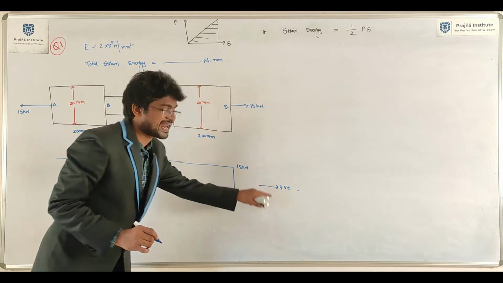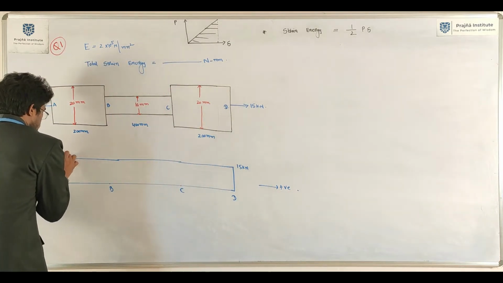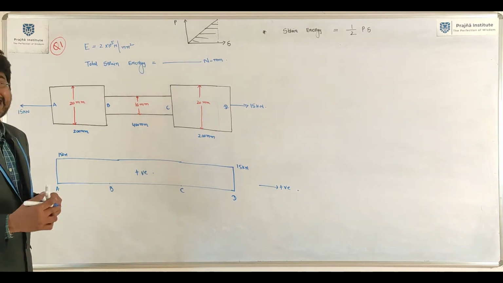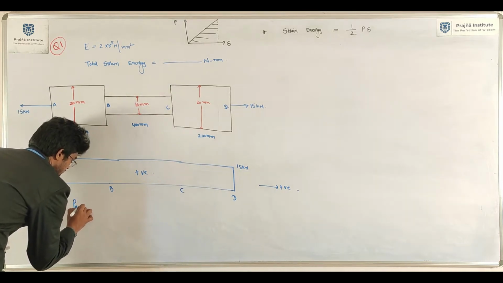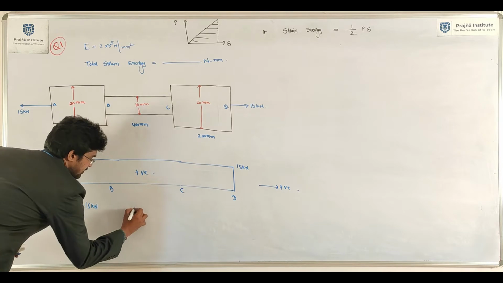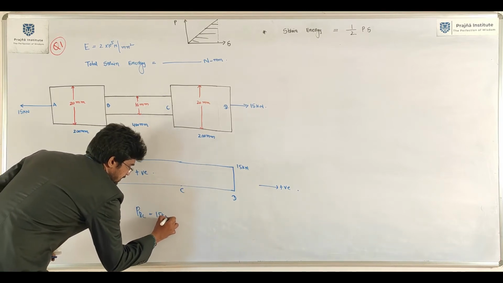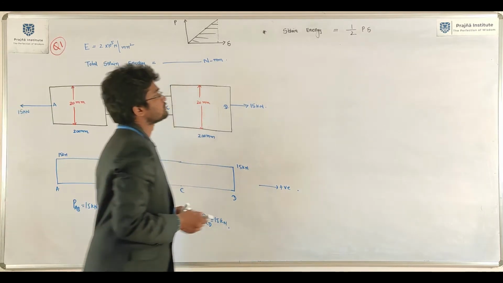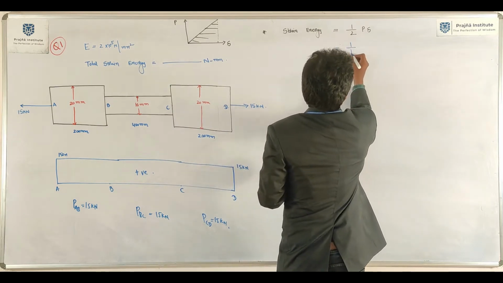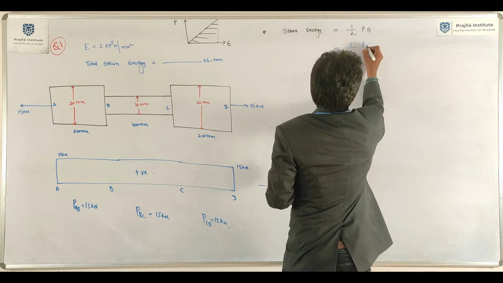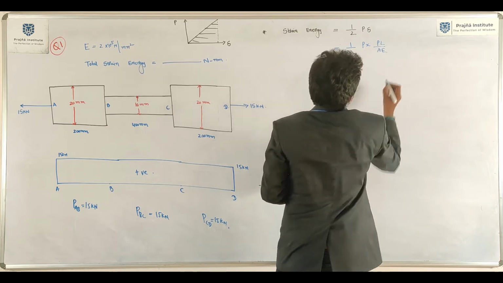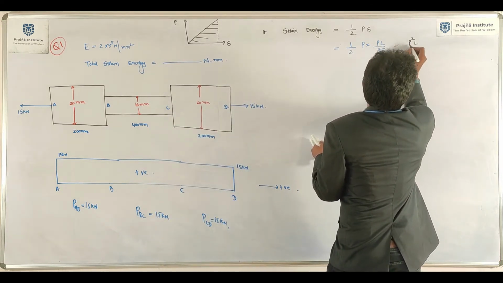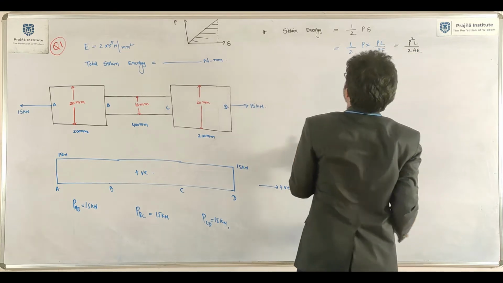Now I am here, I have seen the loads both acting in opposite directions. That means negative, come down. The total bar is subjected to the same amount of axial load. That means PAB equal to 15 kilonewton, PBC is equal to 15 kilonewton, PCD equal to 15 kilonewton. So here it is nothing but half into P into PL by AE. We know that delta equal to PL by AE. Finally, we'll get P square L by 2AE.